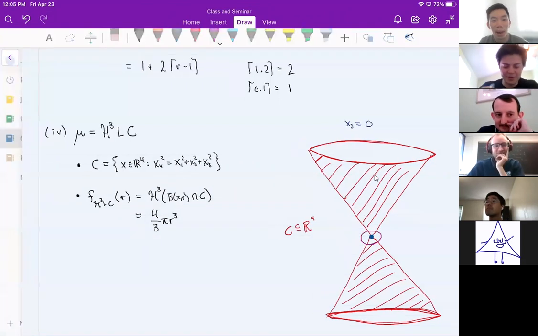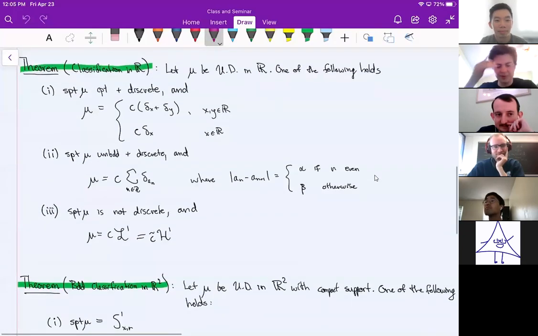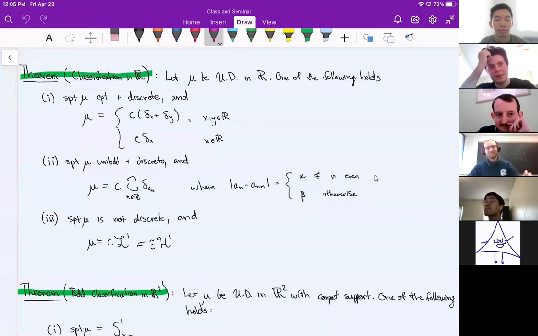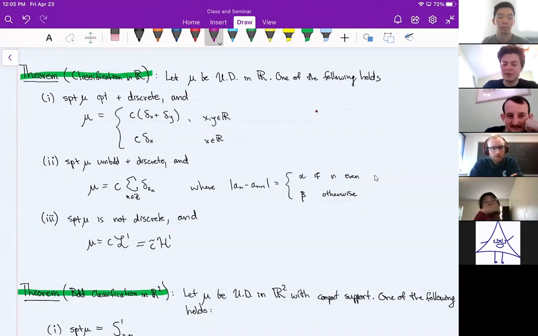Yeah, I can say really quickly. First, I wrote here the classification in R. If V is uniformly distributed, there are 3 cases you look at. The first case is that the support is compact and discrete, and in this case you just have masses: either 2 masses on the real line somewhere, or just 1 mass. That's not very interesting.